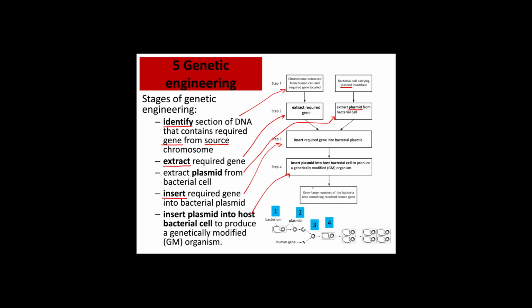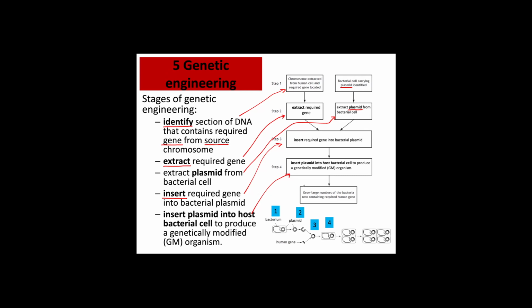Then what happens is they will generally just leave the modified bacterial cell to multiply. And as it multiplies, each of the new cells will have that required gene and they will produce the protein that is correspondent to that gene. Okay, and it will produce it in large quantities as well.